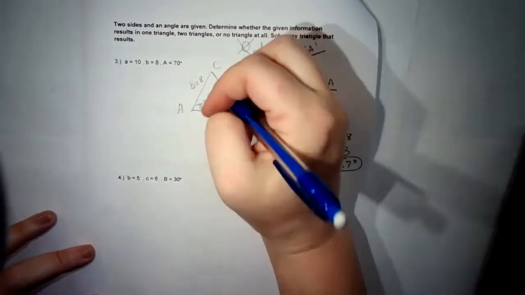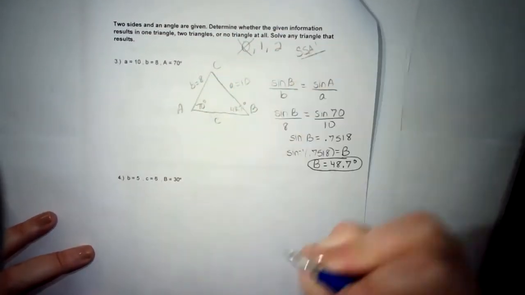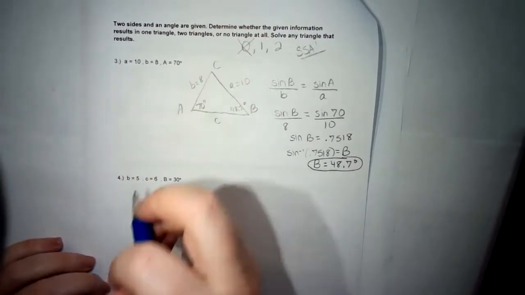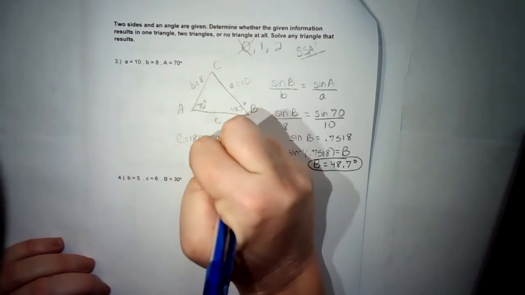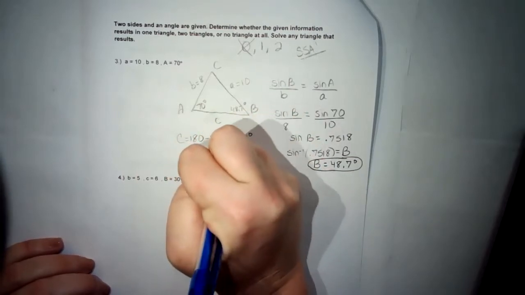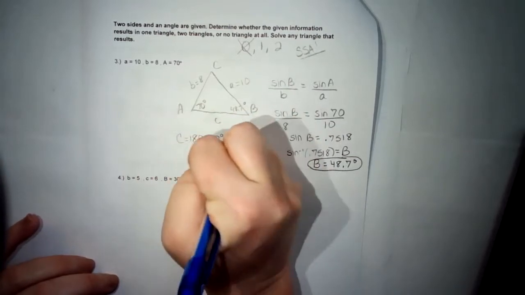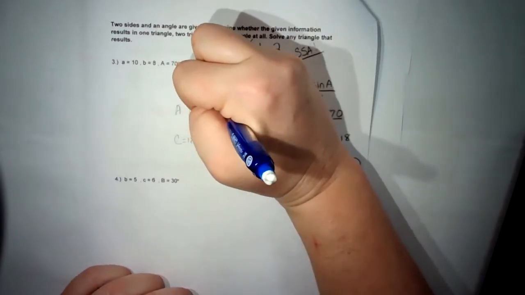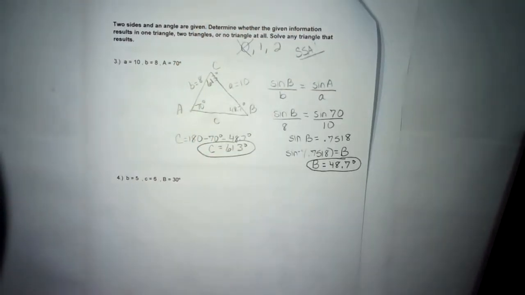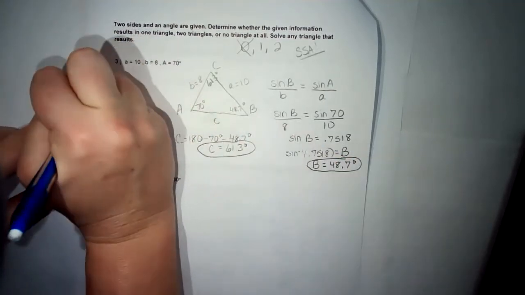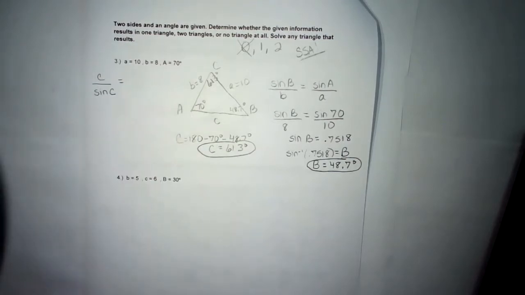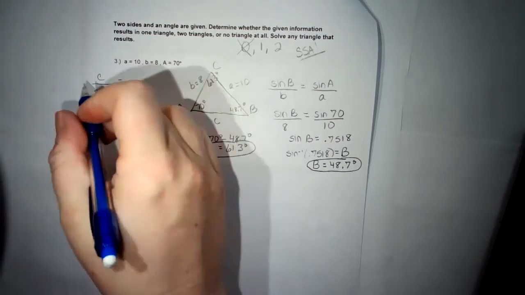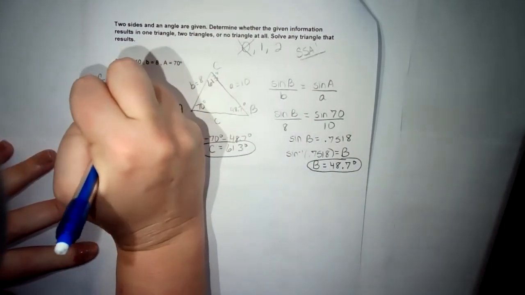Okay, so if I know this is 48.7 degrees, how do I solve for C? Perfect. 180 minus the given, minus the one I just found. And angle C is 61.3 degrees. Perfect. Okay, then last but not least, the only other thing I don't have is side C. So if I'm going to solve for a side, it goes on the top. Now you can use the B's or the A's. I would encourage you to use the A's because they were given, just to make sure that you don't mess up.